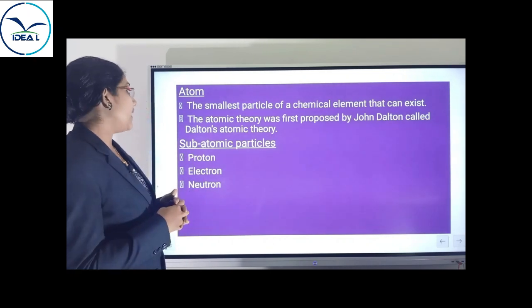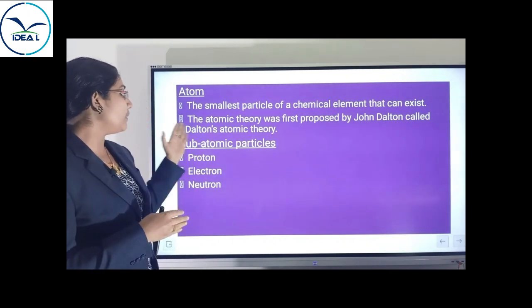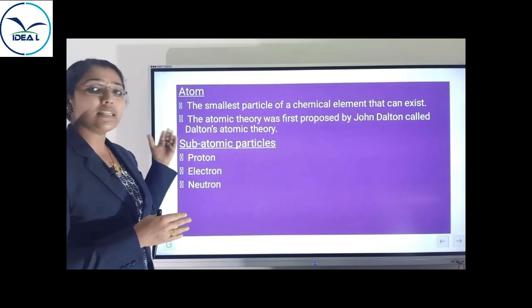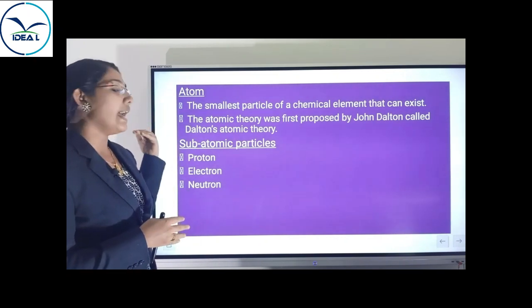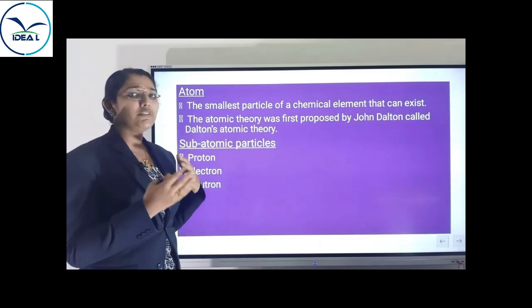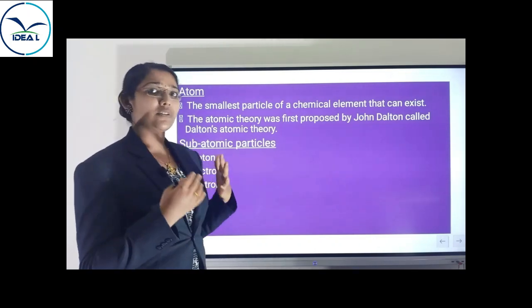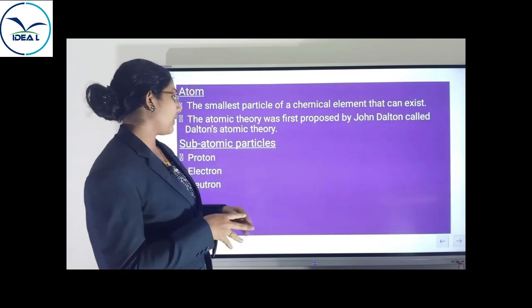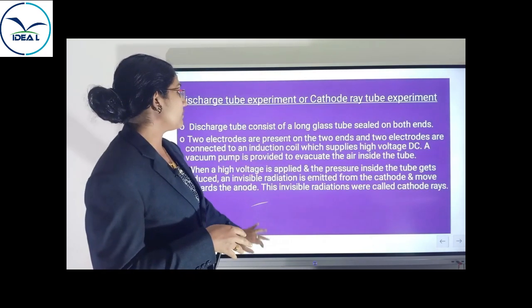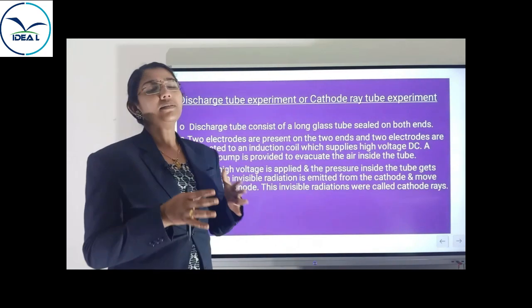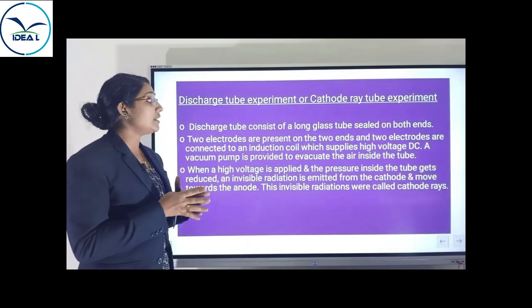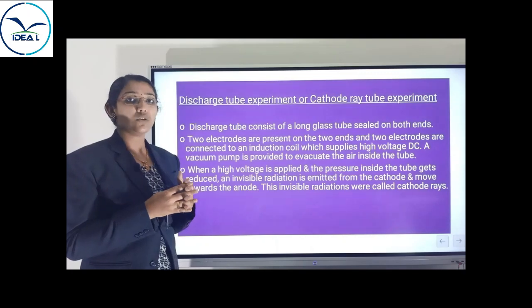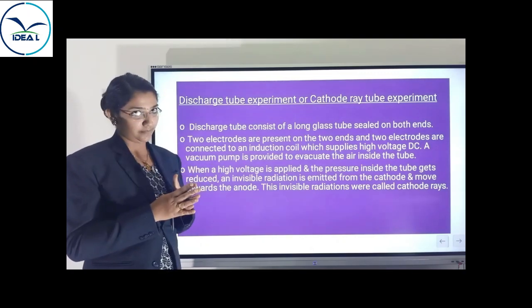And then the subatomic particles of atom. Which are the subatomic particles of atom? Yes, proton, electron and neutron. These are some of the fundamental terms and definitions related to the atom. Here in this chapter we are going to study the discharge tube experiment or cathode ray tube experiment.